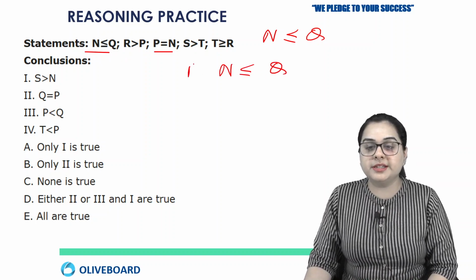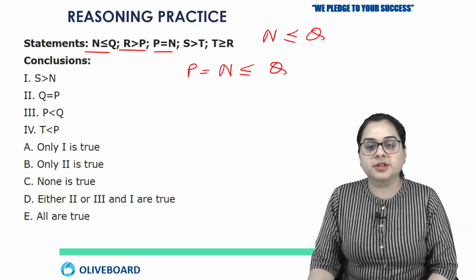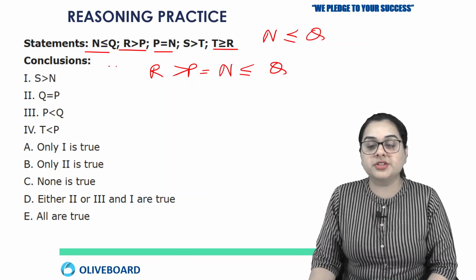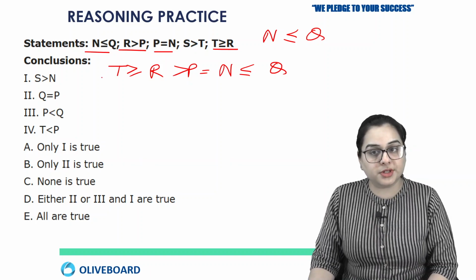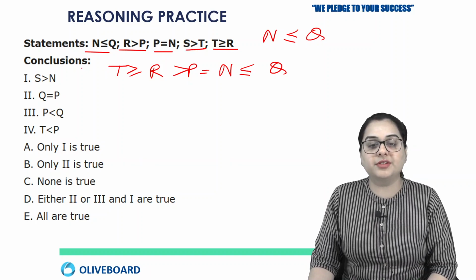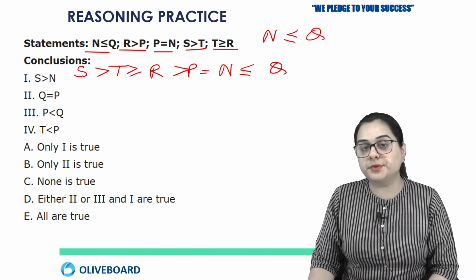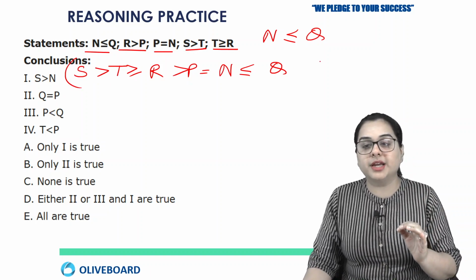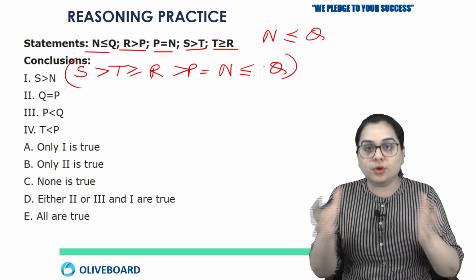Okay, that p is equal to n, so I'm going to merge. So here I have a relation between r and p. Okay, so this is what I'm going to merge. Next I have a relation between t and r, so this is what I'm going to merge. Next I have a relation between s and t, so this is what I'm going to merge. Okay, so here if you see, this is the combined equation for the given broken statement.